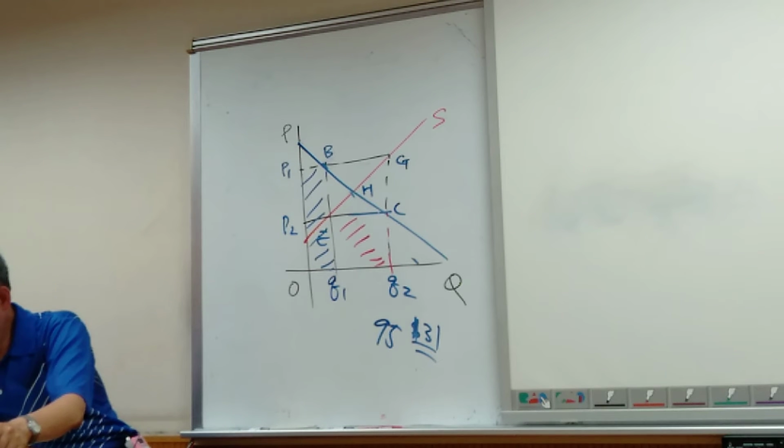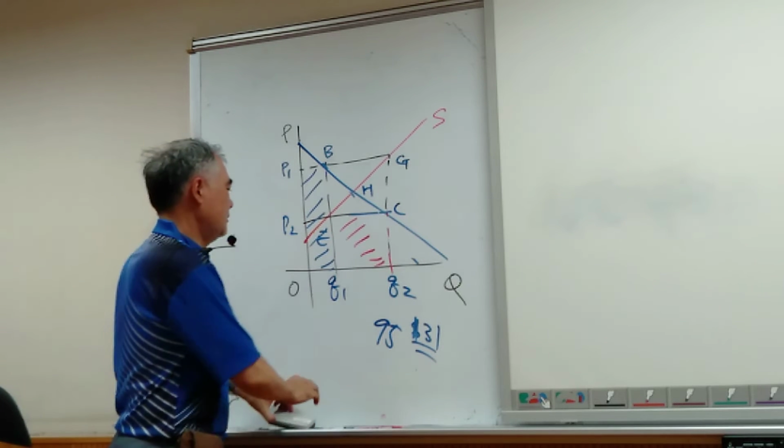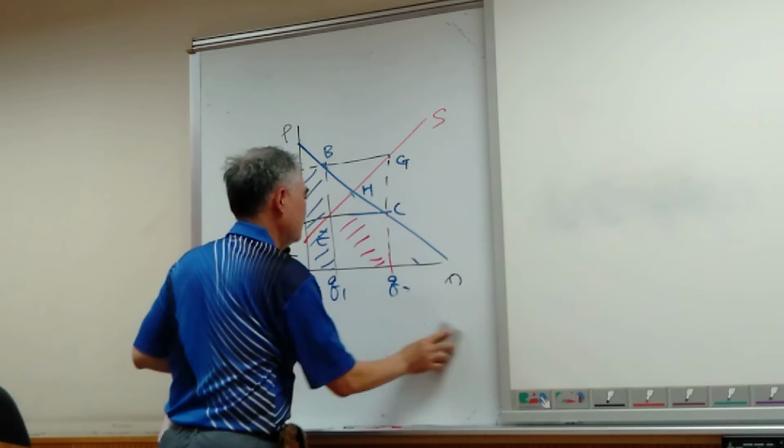Suppose the market demand is P equals 40 minus Q, and the market supply is P equals 10 plus Q. So basically, this is what you need to do.